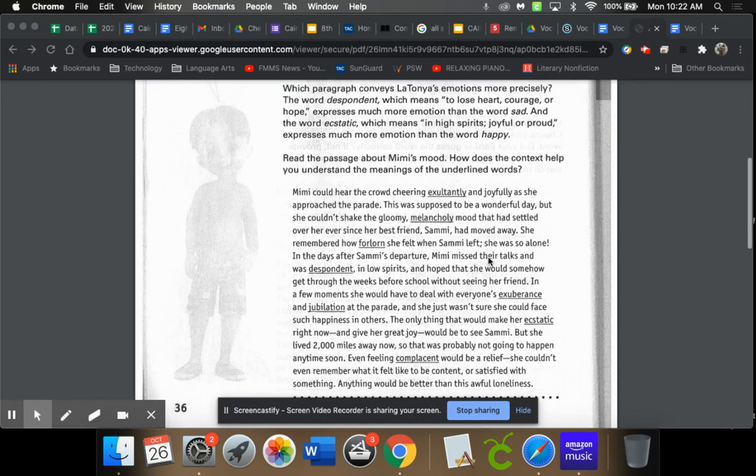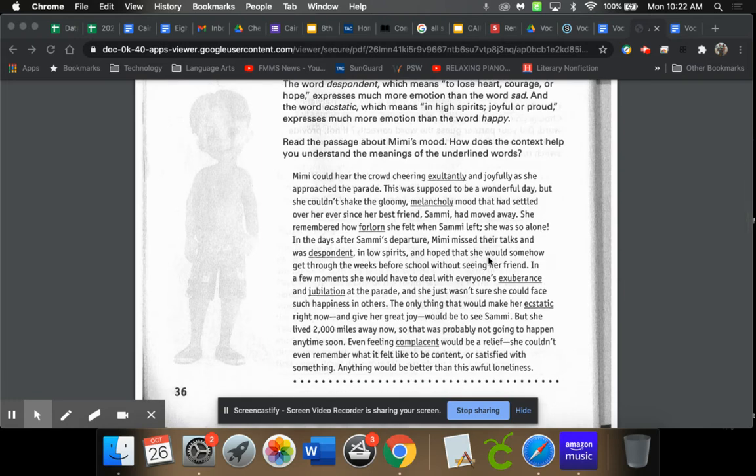So we're going to learn about Mimi's mood, and we're going to figure out the meaning of all the underlined words. So I'm going to read through this first, and then we're going to define all the words. Mimi could hear the crowd cheering exultantly and joyfully as she approached the parade. This was supposed to be a wonderful day, but she couldn't shake the gloomy, melancholy mood that had settled over her since her best friend Sammy had moved away. She remembered how forlorn she felt when Sammy left.